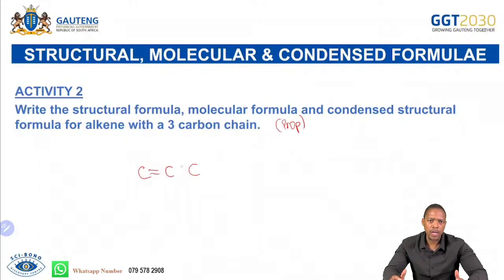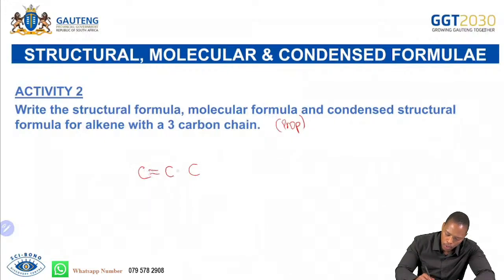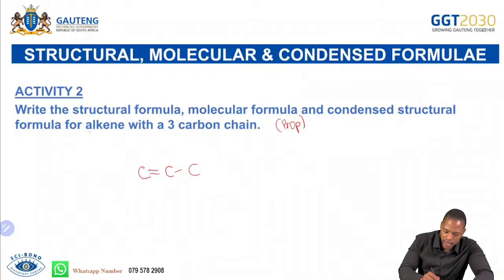We are never going to have more than 1 double bond. We are not going to have 2 triple bonds, and we are never going to have a double bond and a triple bond. So it's only 1. Either you put the double bond here, or you put it there. It's all going to be the same. So if it's a double bond here, then here it must be a single. So this becomes an alkene.